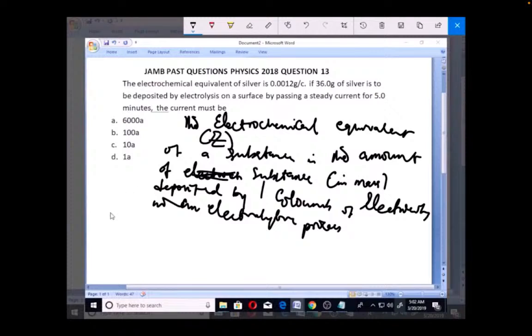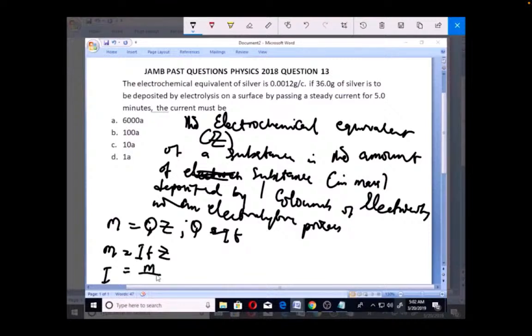Now, the relationship between mass deposited and the quantity of electricity is Q times Z, which is the electrochemical equivalent. And we know that Q is equal to current times time, IT. So we can now say that mass deposited is equal to current times time times Z. So with this, we can make current the subject of the formula I, and we'll have M all over TZ. So that is what we are going to be doing to calculate the current.